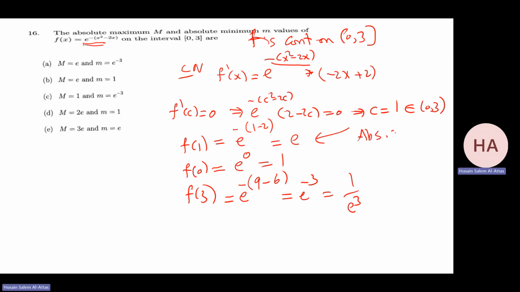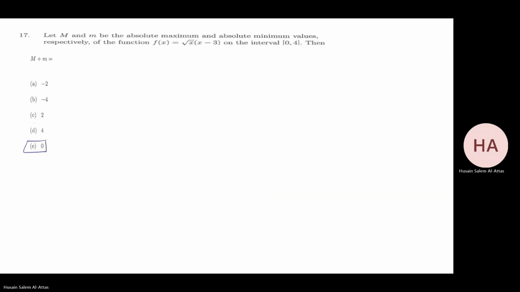This one is the absolute maximum, and this one is the absolute minimum, because 1 over e cubed is less than 1. So capital M is e, small m is e to the minus 3. If capital M and m are the absolute maximum and minimum of this function over this interval, it's continuous in this interval.